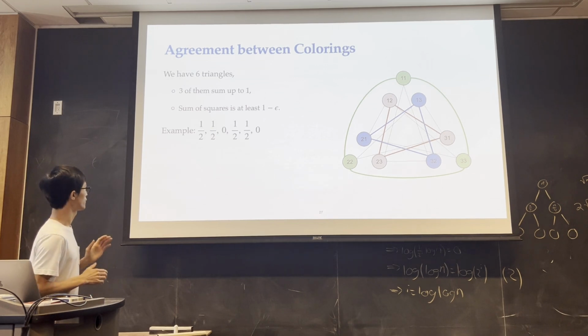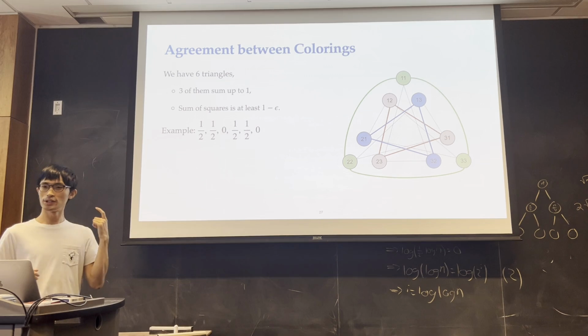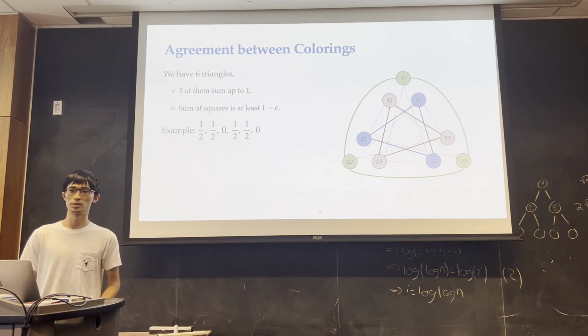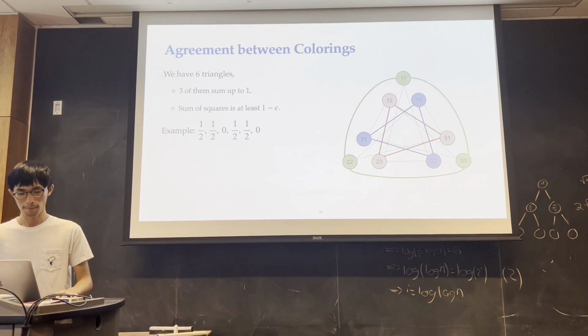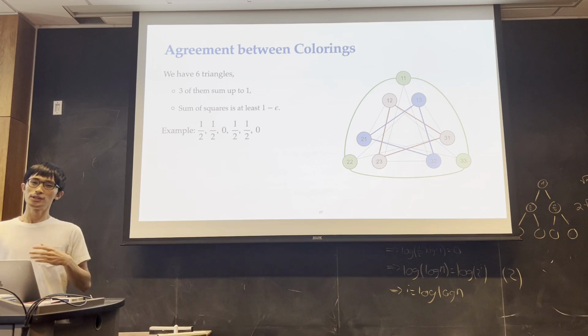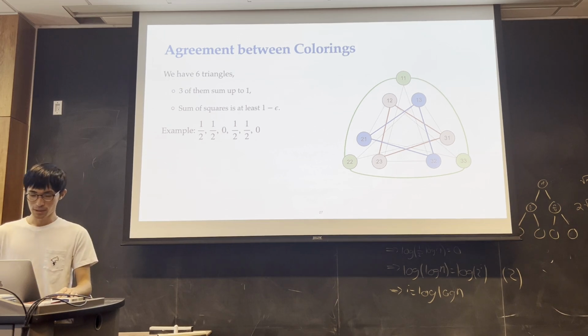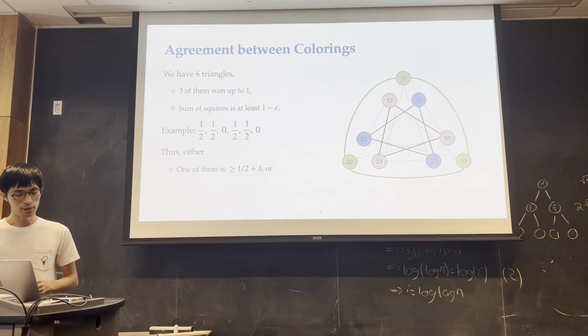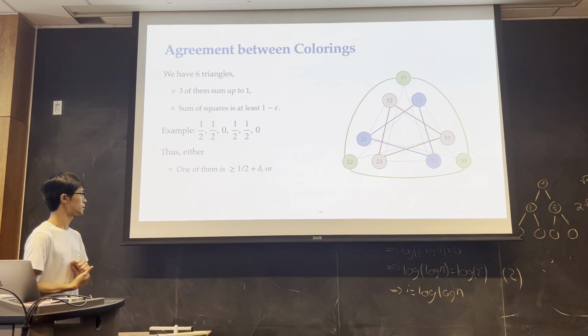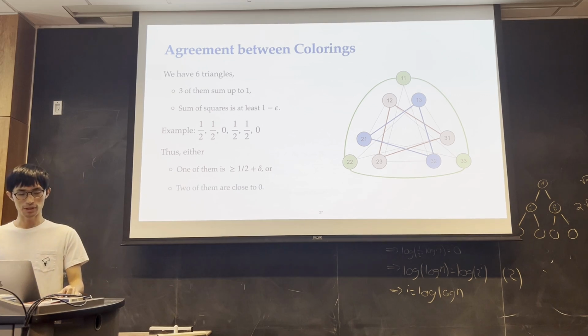You have half, half, 0, and half, half, 0. The first 3 sum up to 1, the second 3 sum up to 1, and then their squares sum up to also 1. So we're going to show that this is the extreme case. So we will show that either one of them is at least half plus delta, or 2 of them must be close to 0.